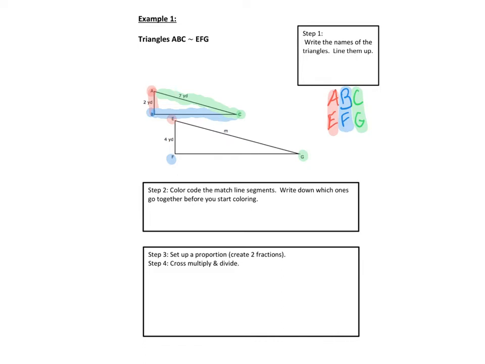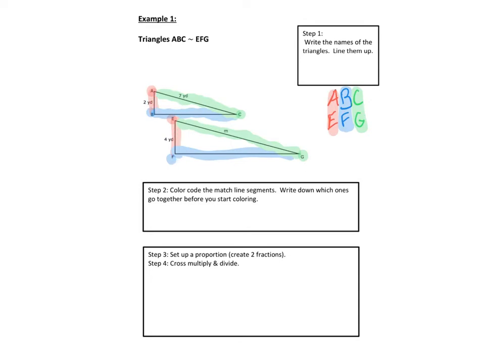Now I have to do that to my other triangle as well. So red to blue, blue to green, and green to red. So what that does is it matches up the sides so I know what two sides are equal to each other or proportional to each other. So I know that now AB is the same as EF.